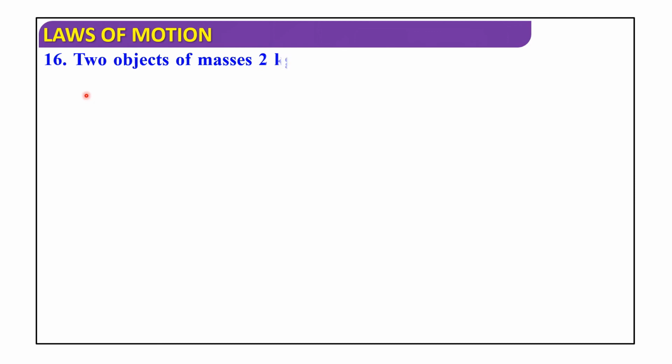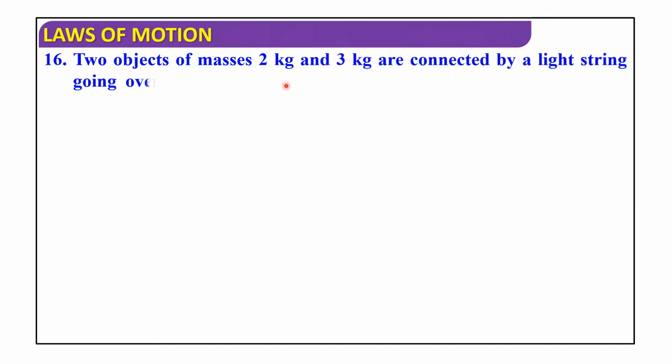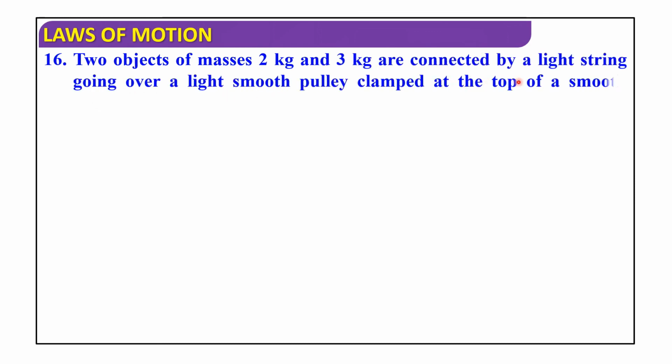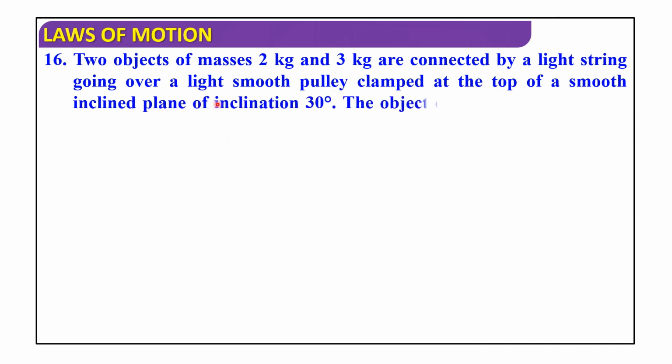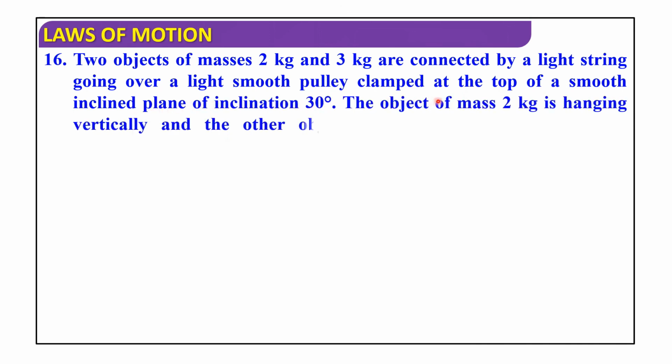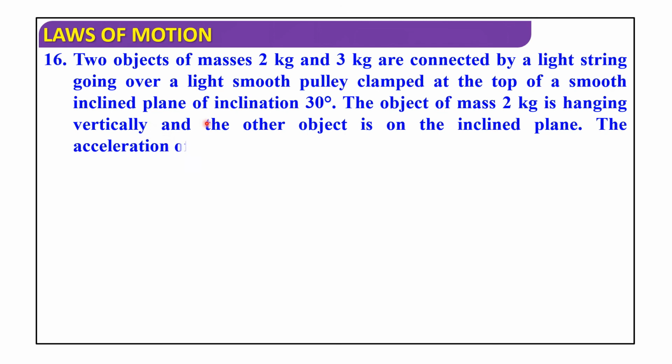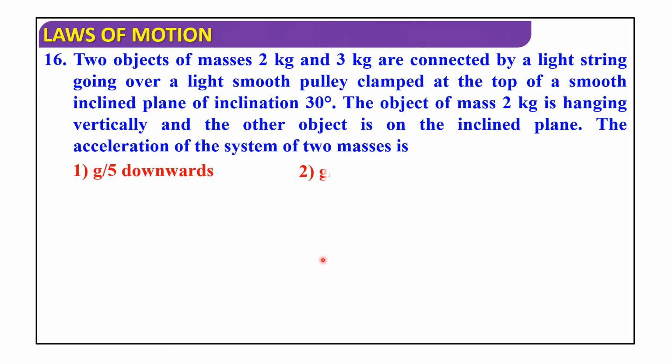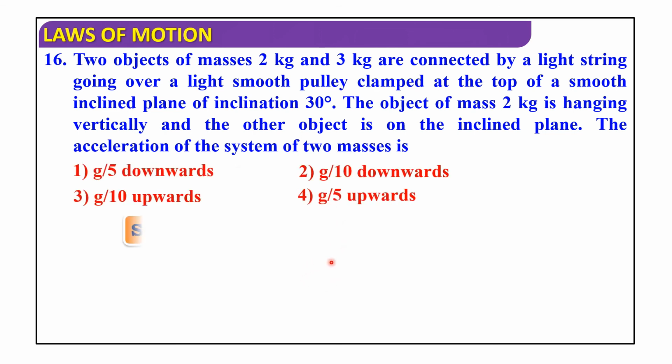Next. Two objects of masses 2 kg and 3 kg are connected by a light string going over a light smooth pulley clamped at the top of a smooth inclined plane of inclination 30 degrees. The object of mass 2 kg is hanging vertically and the other object is on the inclined plane. Here we have to calculate the acceleration of this system of two masses. Let us go to the solution.